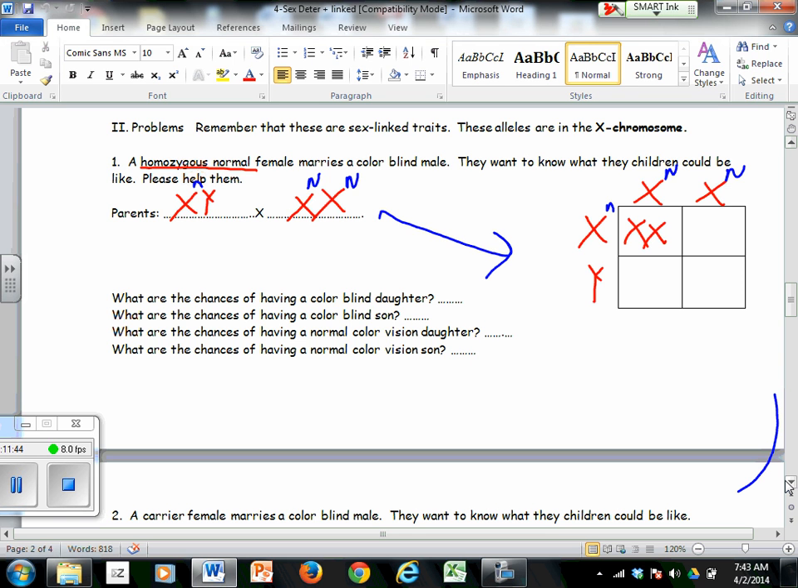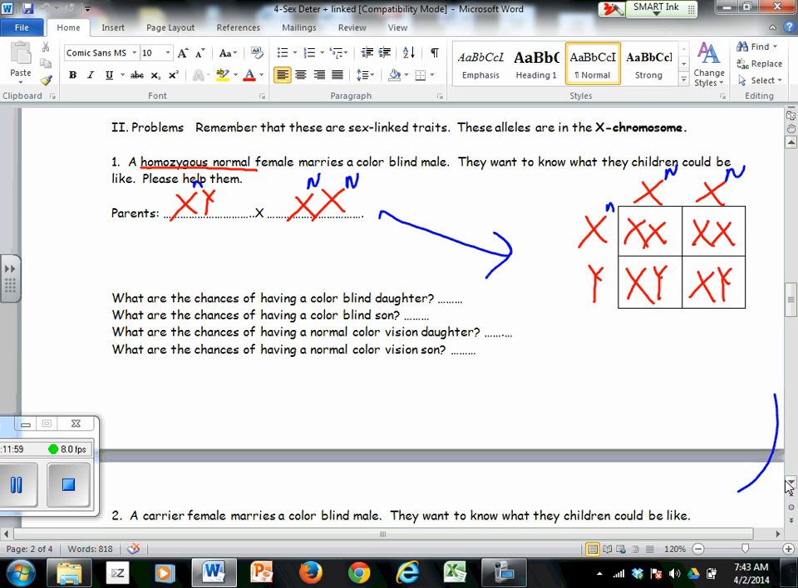First box is going to be a female. Second box will be a female. Third box will be a male. Fourth box will be a male. So really, when you're looking at this, there is always a 50-50 chance that you're going to have a female and a 50-50 chance you're going to have a male.